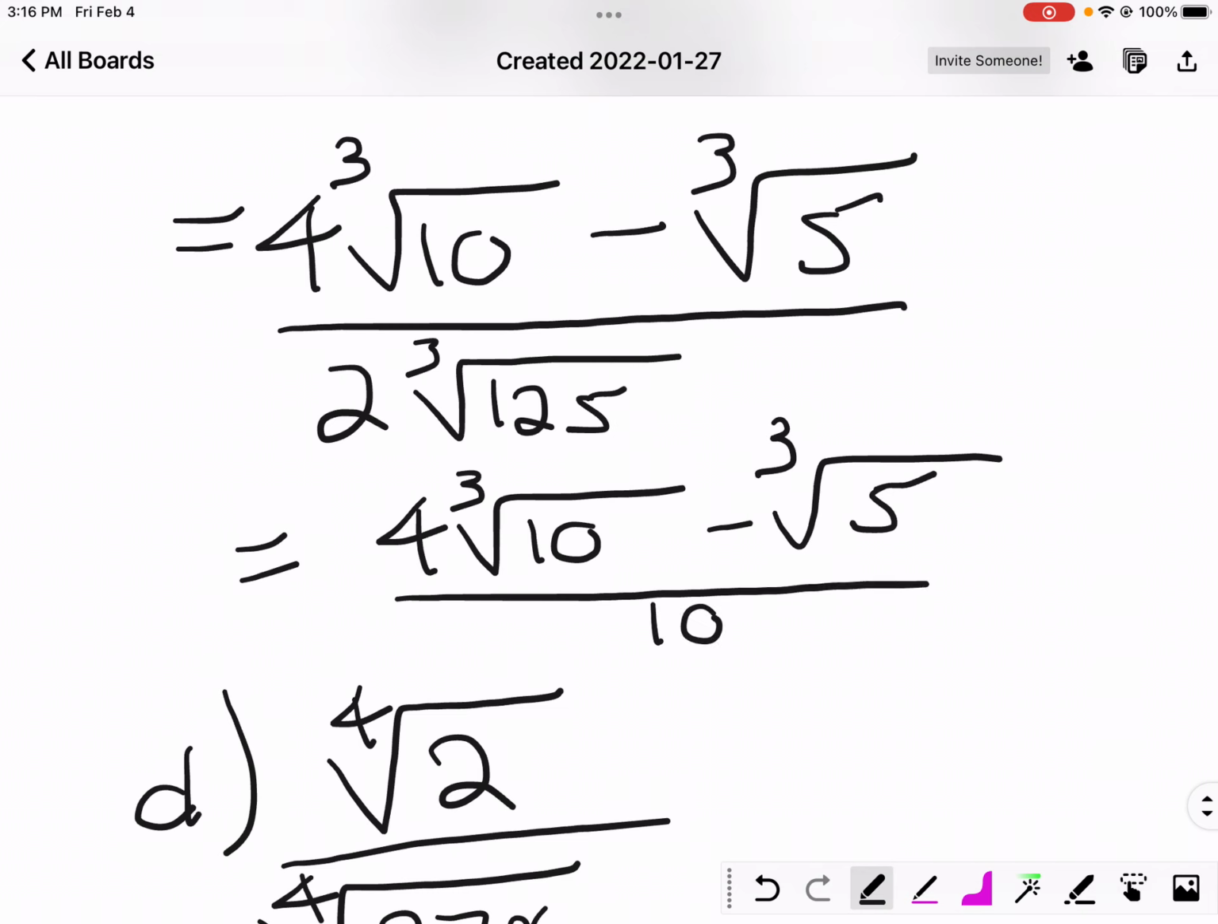And that's it. You'll notice we can't cancel. We see the 4 and the 10, but we can only cancel factors, and 4 is not a factor of this term, so we are done.